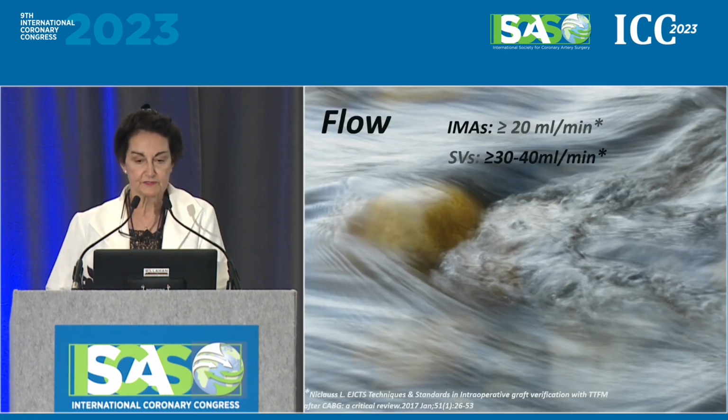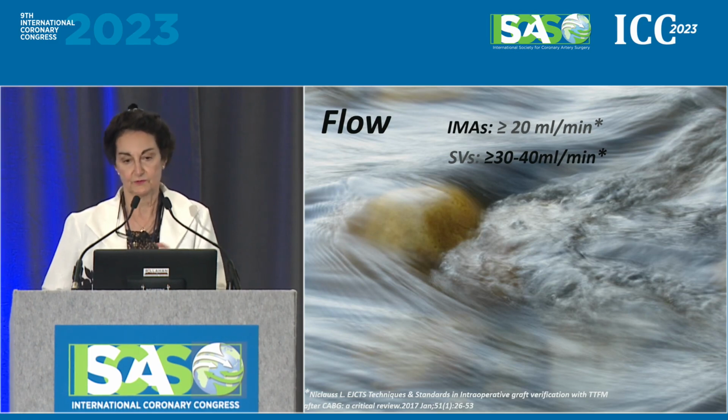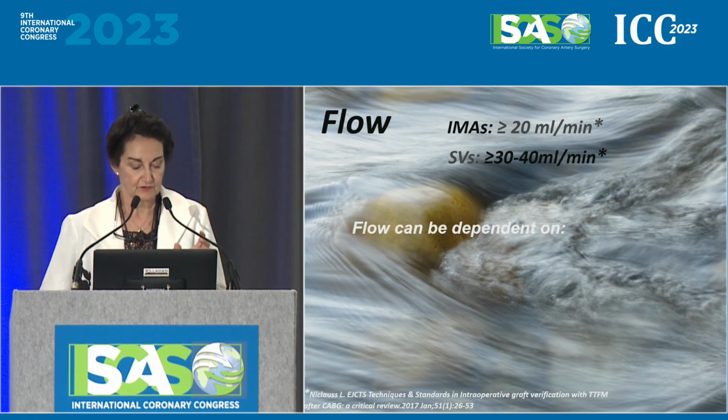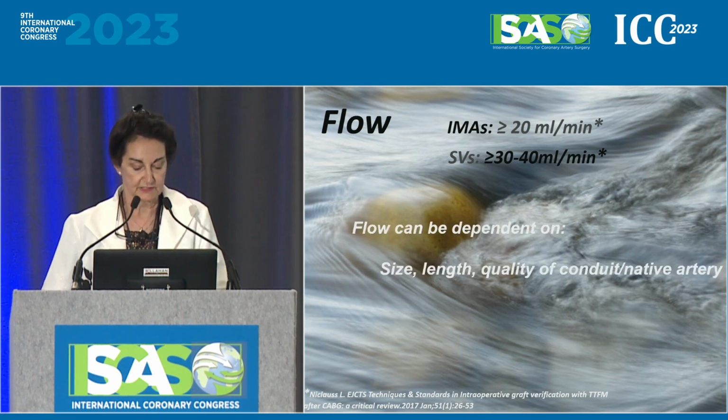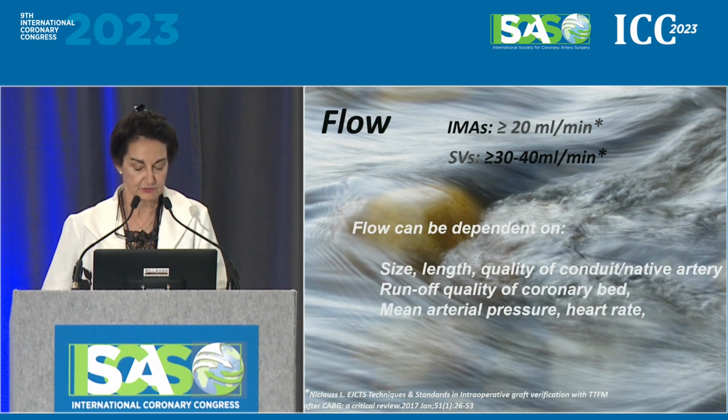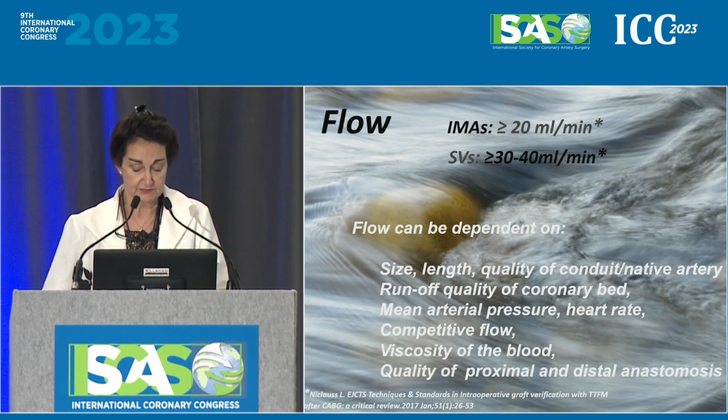If there is a difficulty in trying to figure out whether the flow or the PI is good or bad, it's the fault of flow. This is because flow is dependent on so many things: size, length, quality of the conduit, native artery, runoff, quality of the coronary bed, mean arterial pressure, heart rate, competitive flow, viscosity of blood, quality of proximal and distal anastomosis. So the permutation and combination of all these things is impossible to figure out.